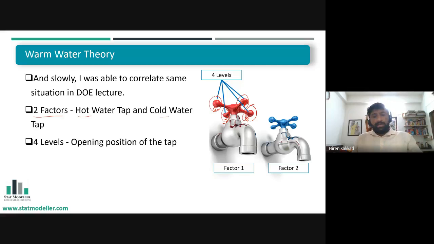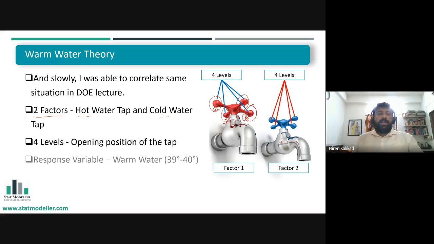And if it is at third, then you can say 75% open, likewise that. So both the taps are having 4 levels. And the response variable: what is my output that I'm finding out? So that is my warm water.